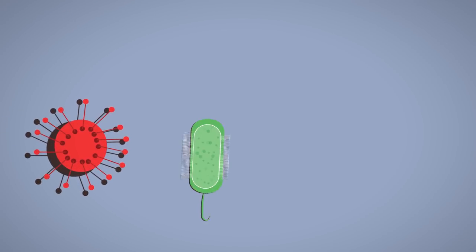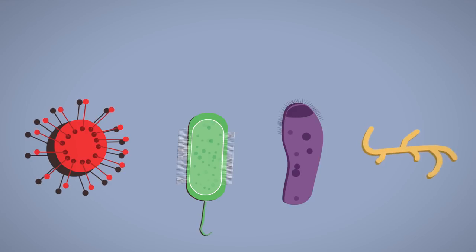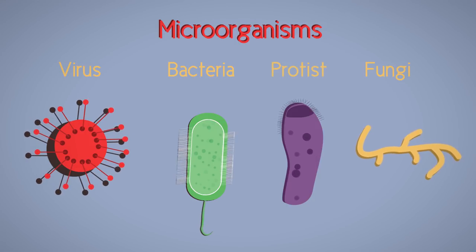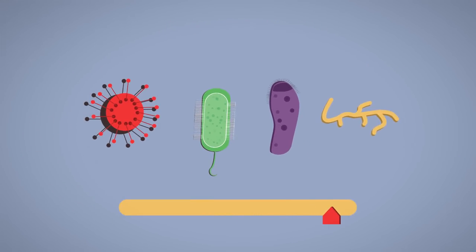So from this video, you should know that pathogens are disease-causing microorganisms and can be a bacteria, virus, fungi, or protist. They are transmitted in many different ways, and depending upon their mode of transmission determines how they can be controlled.